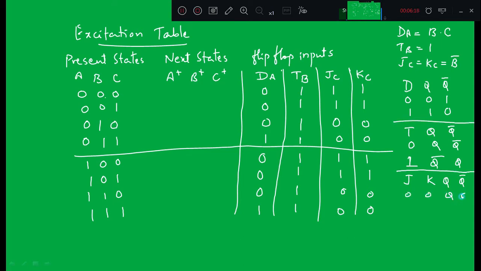0 0, it is going to remain in its previous state. If K is high, output is 0 1, 1 0, 1 0 or 1 1, it is going to toggle. Okay, now fill out these columns. A column, A is the output of first flip-flop whose input is D, right? So take the value of D.